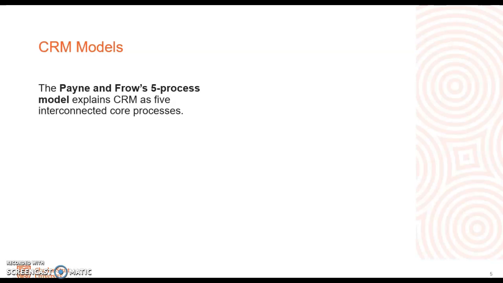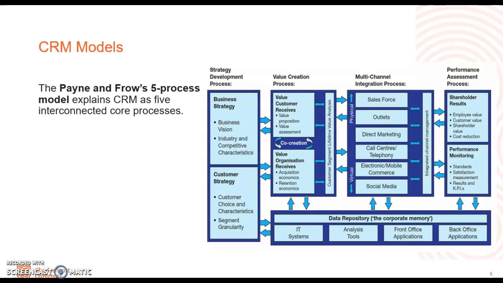Then we have the Payne and Frow 5 process model, which is a very complicated one, which I mentioned my nephew, who's a solution architect, would very much like because it's underpinned by the data repository, the IT systems, the analysis tools, the front office applications, the back office applications. But we have to develop strategy at the beginning. So we have a business strategy and a customer strategy. We move through the value creation process, through the multi-channel integration process.